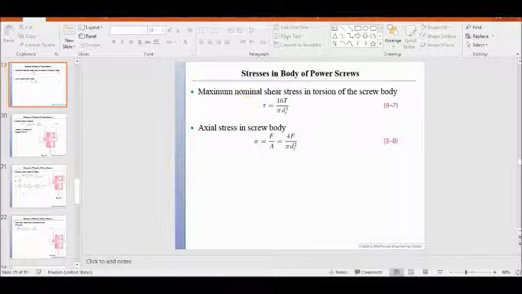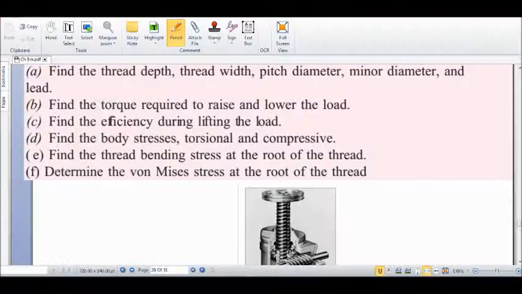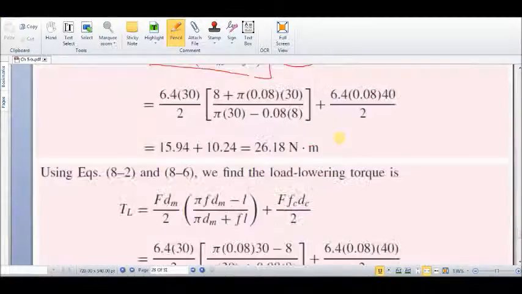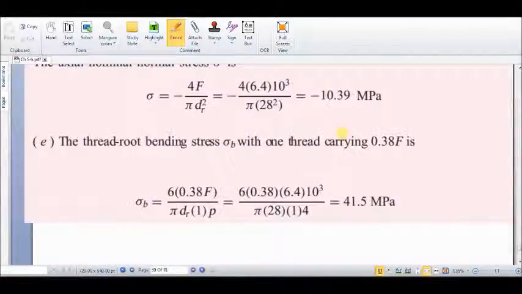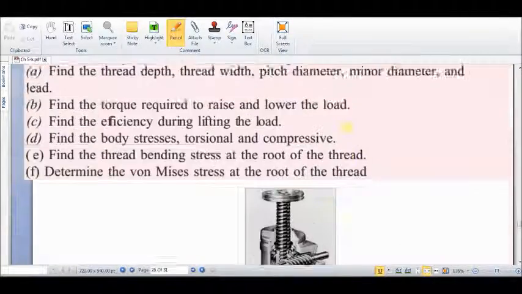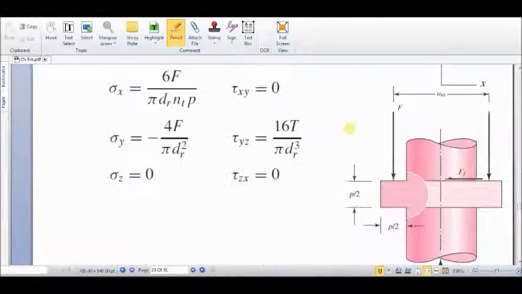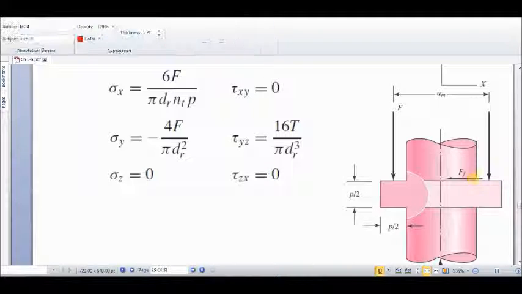And as you know, in a cylindrical part, the maximum torsional shear stress is always located at the circumference of the cylinder. So let me refer to this figure that I had here. Here the maximum torsional shear stress on the body is always at this outer surface.